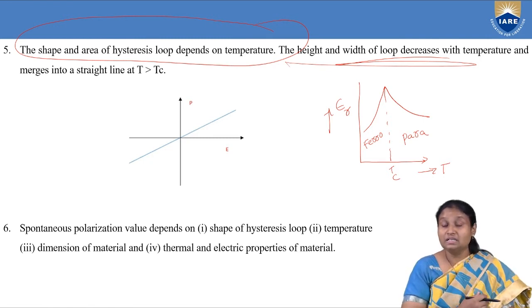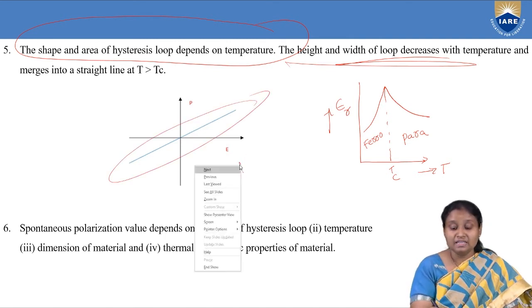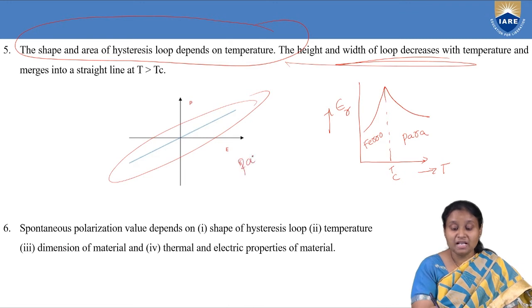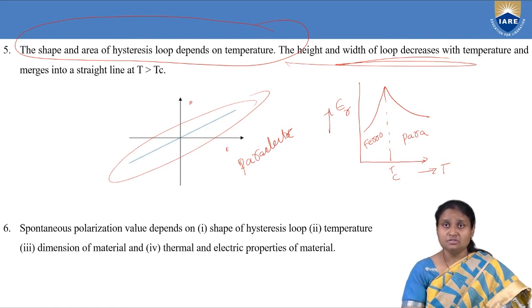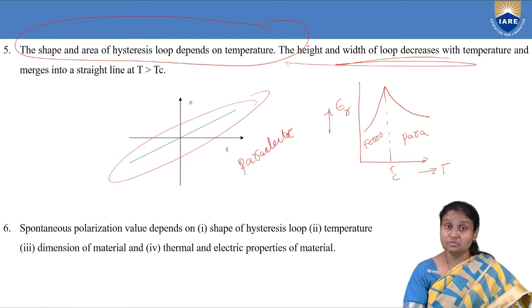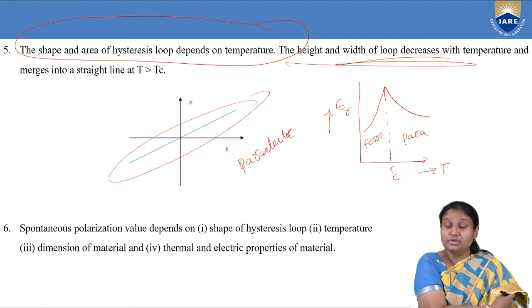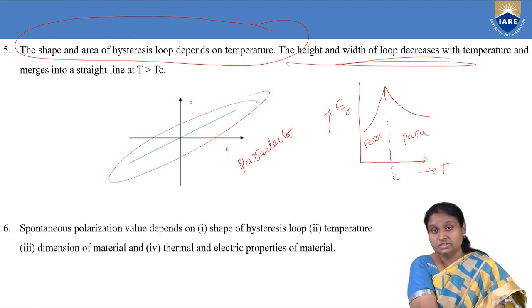So what is the hysteresis curve exhibited by paraelectric material? It's a straight line passing through the origin. And this is for paraelectric material. So paraelectric material does not give us a hysteresis loop, it will be a straight line. So what we have to understand here is that the area of the loop, that is the height and width of the loop, is going to decrease with increase of temperature, and once ferro gets converted to para at Curie temperature, that loop merges into a straight line.